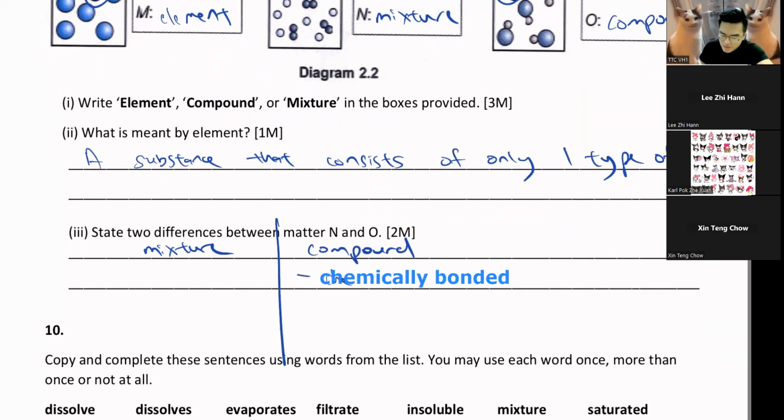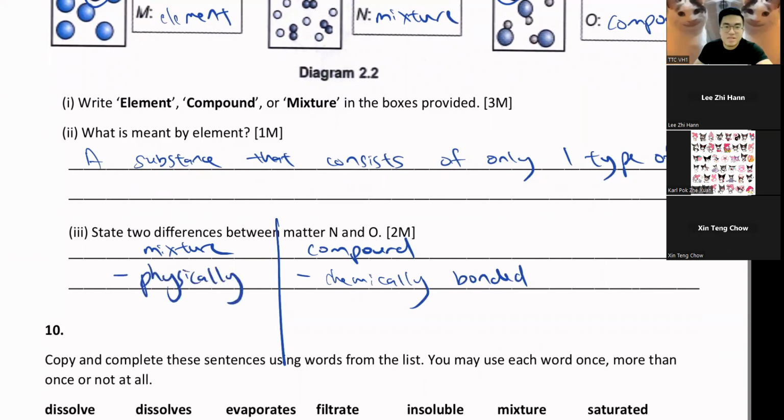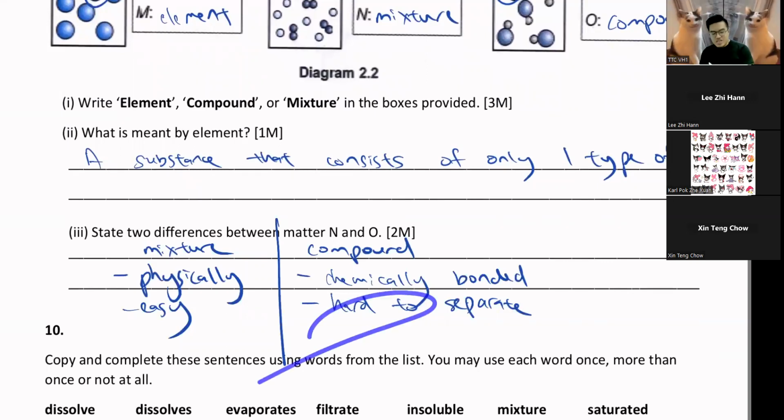Chemically bonded, yes, good. Chemically bonded. What about mixture? They are physically bonded. Right? Physically bonded. What else? Compound is hard to separate. Okay, hard to separate. This is easy to separate. So many things. There's a lot of energy change here, less energy change here. You need to think yourself one.